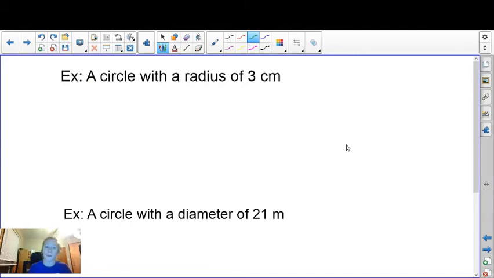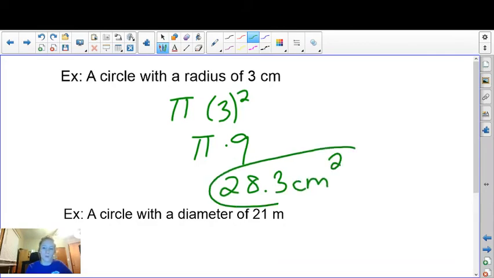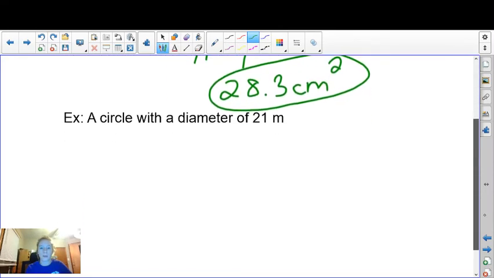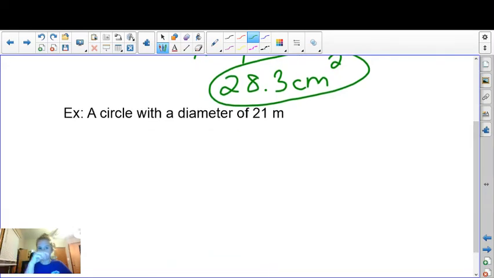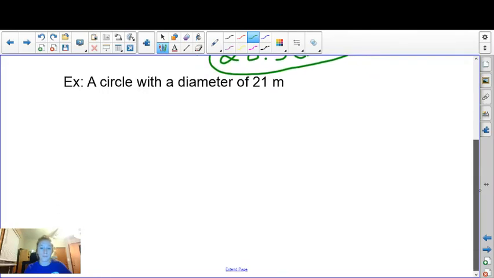So we have a circle with a radius of 3 centimeters. So I'm going to take pi times 3 squared. And we know 3 squared is 9, so I have pi times 9, which gives me 28 and a bunch of decimals. And it says on our homework to keep it to the nearest tenth. I don't know why they didn't add that in the notes at all, but they decided not to. So let's just keep it consistent for consistency's sake and leave it to the nearest tenth.